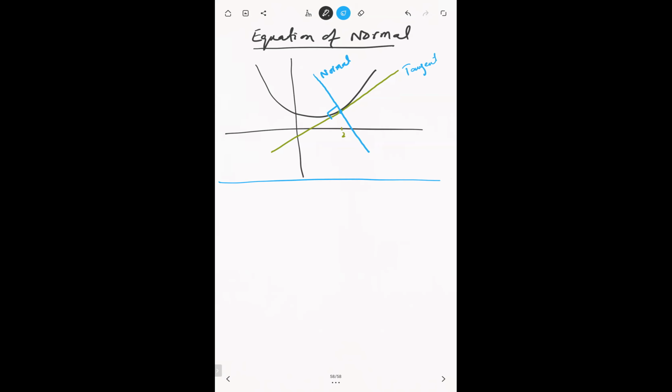Coordinate geometry. We know that, I hope you remember this thing about the gradients of two perpendicular lines. We know that gradients of the perpendicular lines are negative reciprocal of each other. If the gradient of one line is 3, then the gradient of the line which is perpendicular to that will be minus 1 by 3. If the gradient of tangent is 7, it means the gradient of normal will be minus 1 by 7. If the gradient of tangent is 2 by 3.